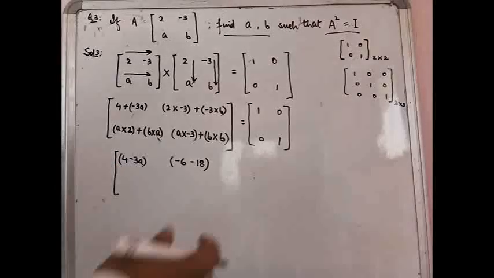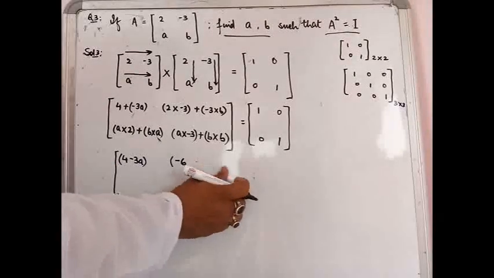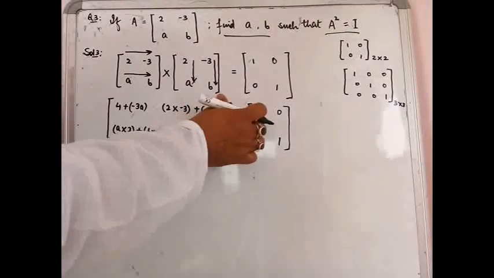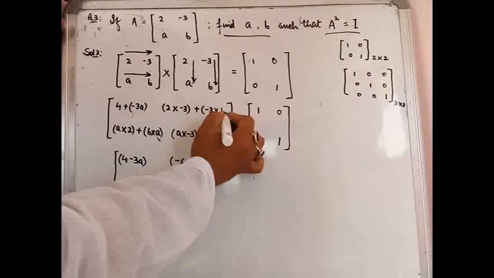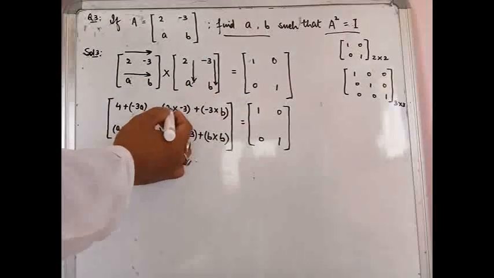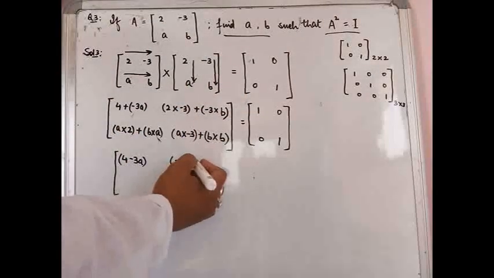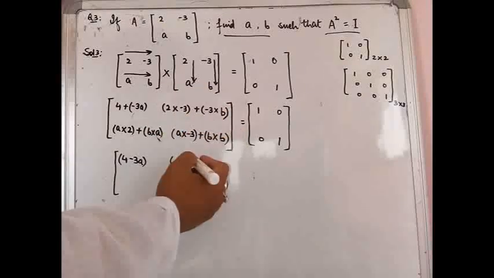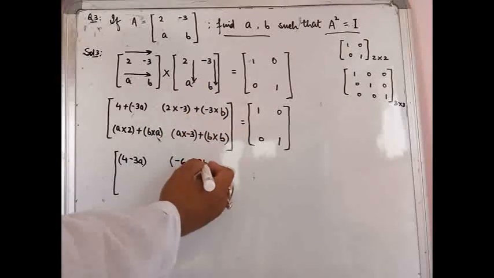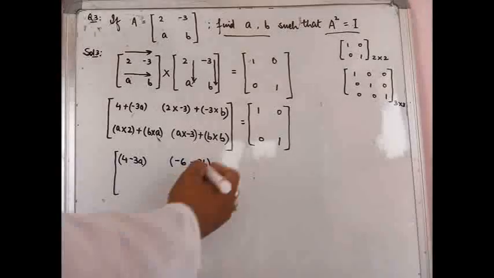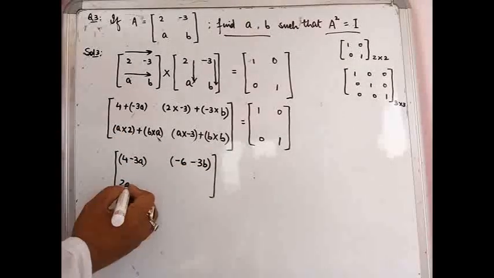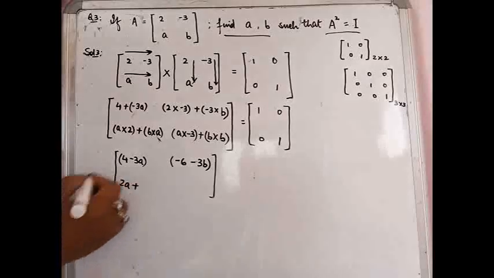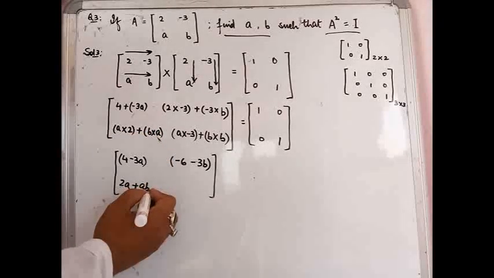Okay, and I'm sorry, this was B over here, so I'll just make this a little clearer so that you understand this. This is B. So 2 into minus 3 will give you minus 6, and then B into minus 3 will give you minus 3B. So that's the second entry. Now coming down here, you have 2A plus A into B is going to give you AB.